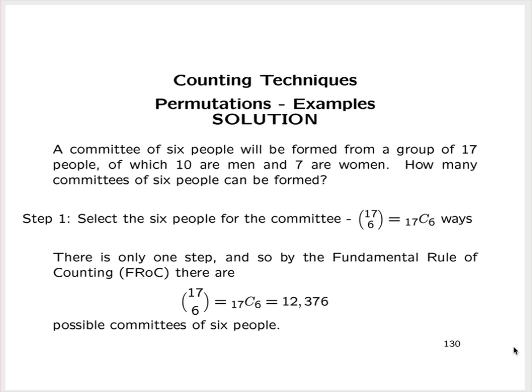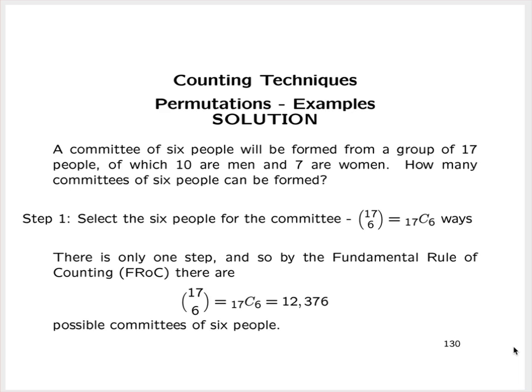All right, so let's look at these. A committee of 6 people will be formed from a group of 17 people, of which 10 are men and 7 are women. How many committees of 6 people can be formed? There are no constraints here. You can have any possible combination of men and women on the committee.